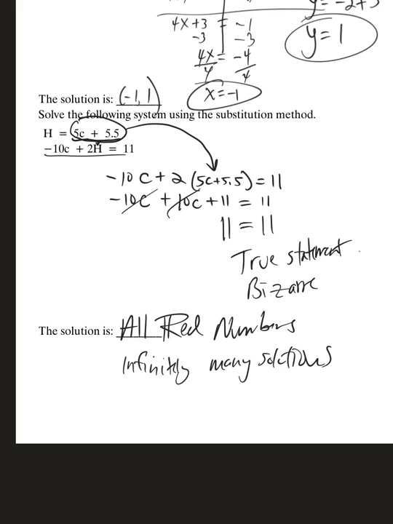Anytime you get a true but bizarre statement, all real numbers is our solution, infinitely many, which basically means that if I were to graph both of these on a graph, they are essentially the same equation written twice, just look a little bit different because they've been manipulated around a little bit, but these are the same line, and that would give me infinitely many solutions.